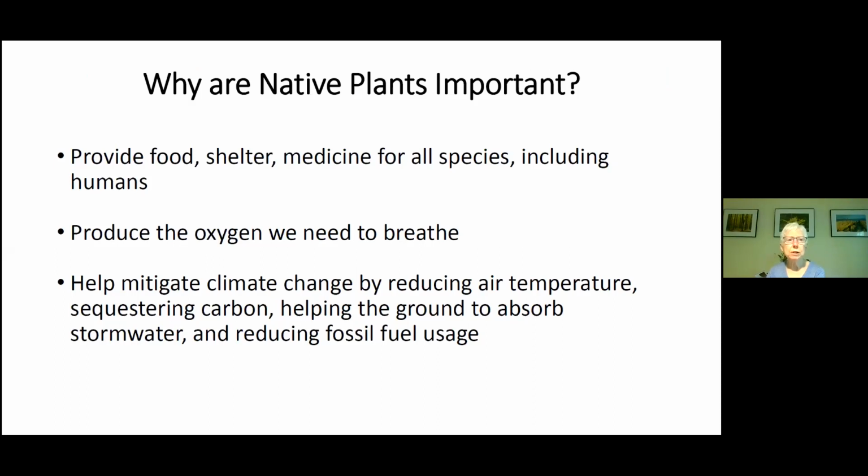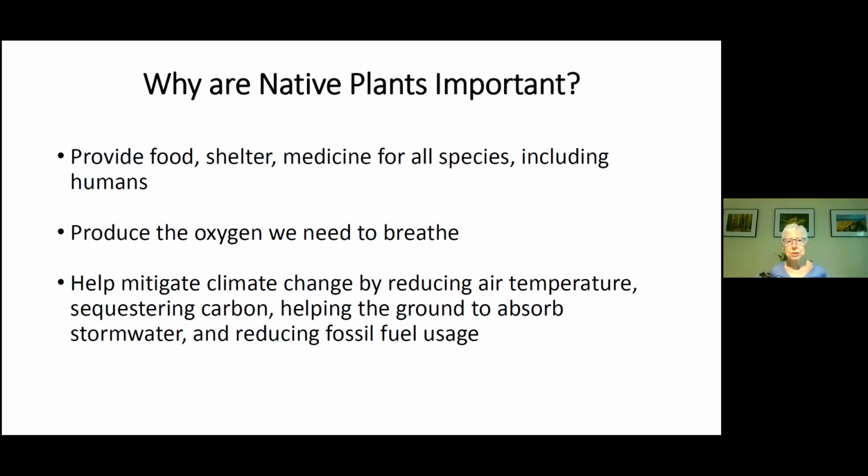So just a word, why are native plants important? They provide the food, shelter, and medicine all species need. Not all species are going to use the same species of plant, but these plants provide food, shelter, and medicine for all life, basically, including humans.